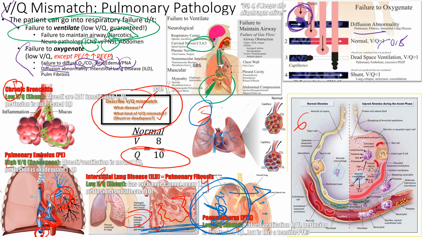Pulmonary effusion versus pulmonary edema, what's the difference? Effusions are in the interstitial spaces, right? So this is an effusion. If that fluid was out here, that's a pulmonary effusion. If the fluid is in here, which it is, that's called pulmonary edema, right?